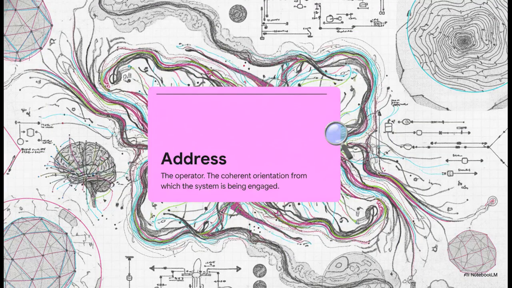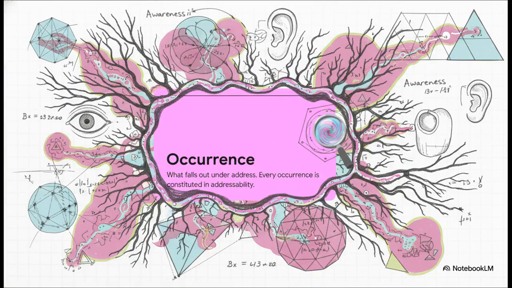Once self-reference occurs, we immediately get an operator, which we call address. Address is simply the specific orientation the self takes to the self. Think of it like tuning a dial on a massive receiver. We are no longer asking, what is the system, but rather, from where is the system being addressed? The station you tune into, the specific coherent location from which the system is engaged, that is the address. It sets the orientation.